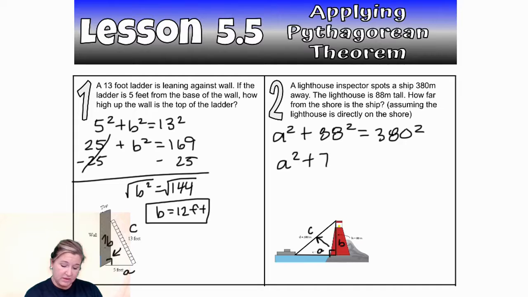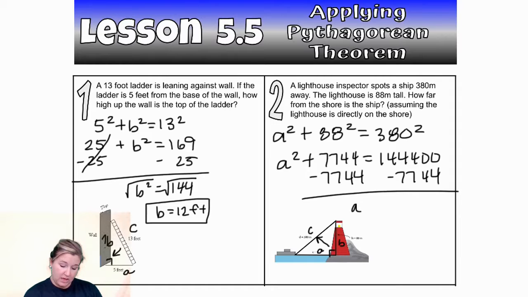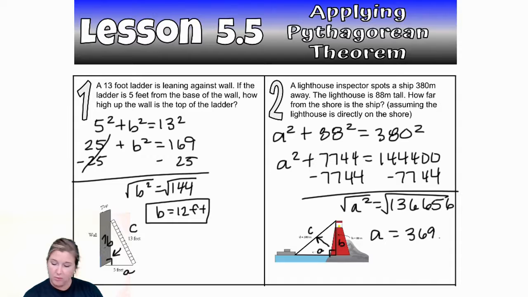And so then you can just square those out using your calculator. So 88 squared is going to be 7744. And then 380 squared is 144,400. And so now I'm going to subtract 7744. And so A squared is going to be equal to 136,656. And then, last step, I'm going to take the square root of that. And so A is going to be equal to 369.7. And this is meters.